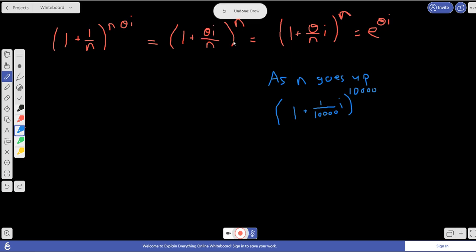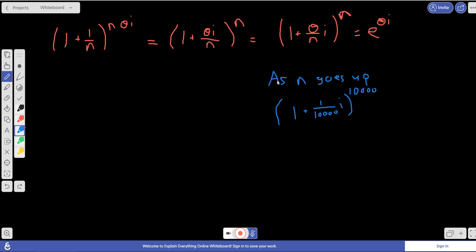Clear that up and clean it up. So here we now have (1 plus theta i over n) to the nth power. And we can do a little bit of reformatting there and put 1 plus theta over n times i. It's really the same thing. It's just now written like a complex number. And again, all of these are the same thing as e to the theta i. It has the exact same result for all of these. So these are all equivalent to one another.